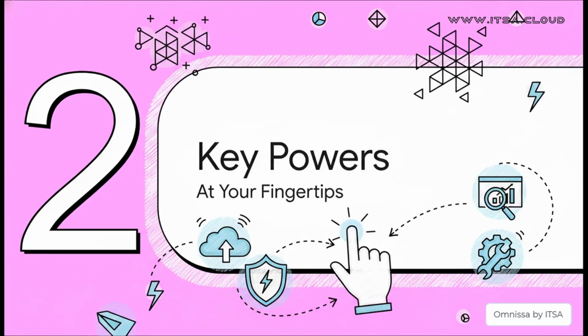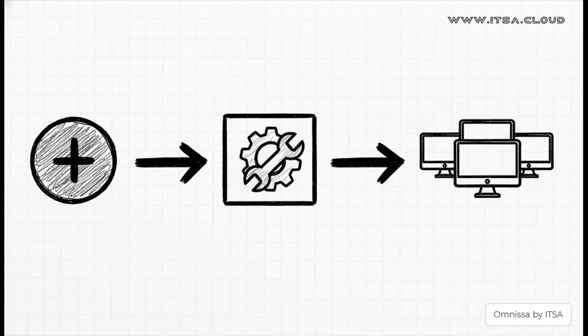So, we've established you have this powerful central command center. But what can you actually do with it? Let's talk about the key powers that the Horizon console really puts at your fingertips. All right, power number one, and it's probably the most fundamental, is provisioning. This is all about your ability to create and roll out virtual desktops and applications whenever you need them. This is literally where you build the digital workspaces your users depend on every single day.